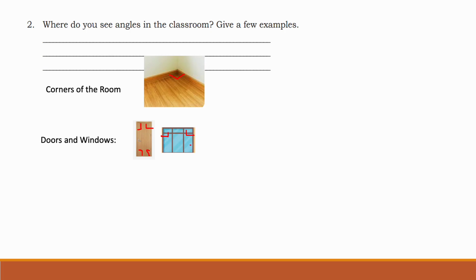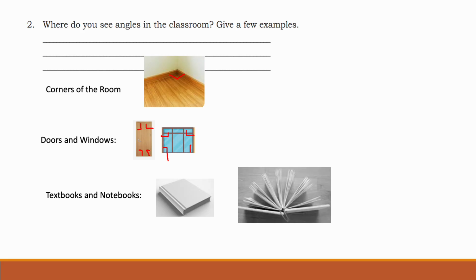Then next you can see angles in textbooks and notebooks. See, this is an angle. This is another angle. So you can mark angles. Then chairs. In this chair you can mark several angles. Here there is one angle. Here is another angle. Here is one angle. Here is another angle. So you can mark many angles.